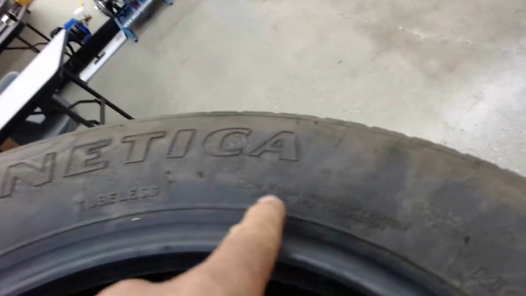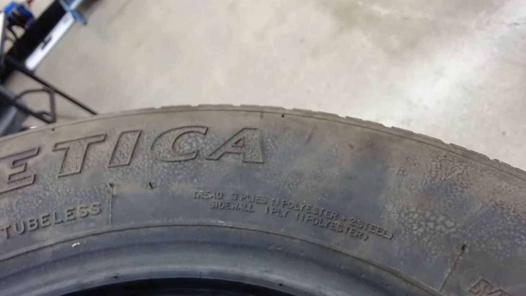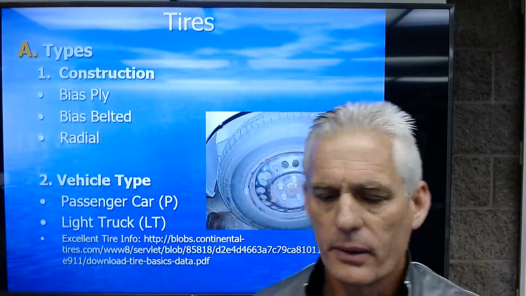It's not showing that, but there is some load rating specs on the sidewall, and unfortunately, a lot of these are kind of rubbed off from wear, so I won't take any more time trying to find that one there. So it says tread. Looks like 3-ply polyester, 2 steel sidewall, 1 polyester. So anyways, we didn't really see much of anything in the way of P-metric or LT.